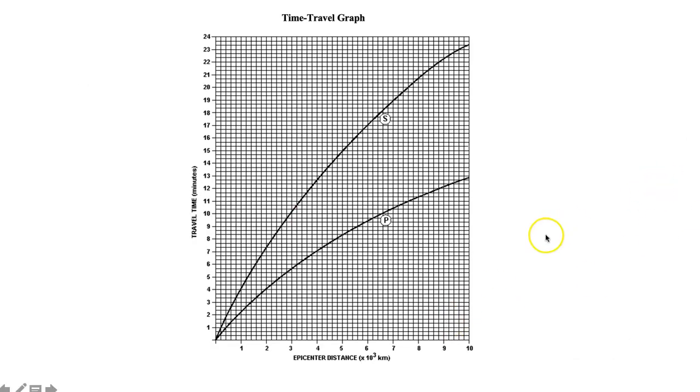Well, I showed you this in the last video. This one's a little bit different. This has distance from the epicenter in thousands of kilometers. So 10 to the 3 is 1,000. So 1 really means 1,000 kilometers.